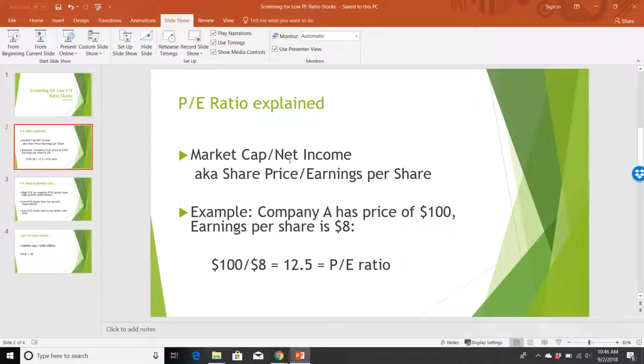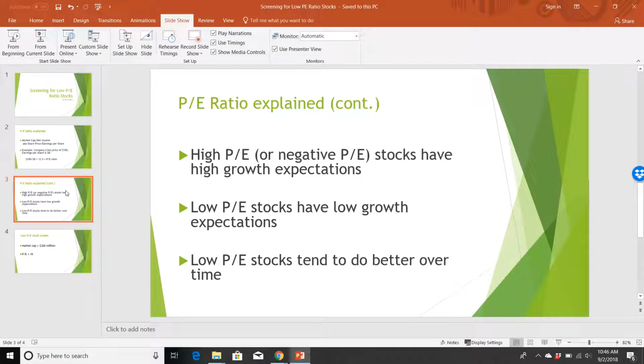Here's a little example. Company A has a price of $100. Earnings per share is $8. 100 divided by 8 is 12.5, and that's your PE ratio. Now, in general, high PE stocks tend to have high growth expectations, and vice versa for low PE stocks.